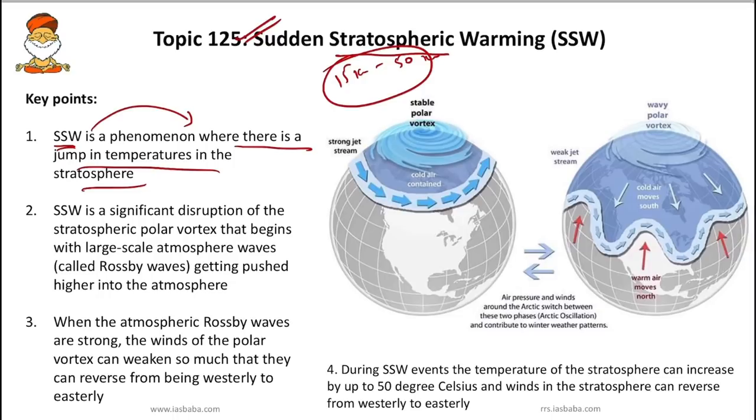So we will try to understand. From a prelims perspective, just remember what is happening during this sudden stratospheric warming. The temperature of the stratosphere can increase by up to 50 degrees Celsius, and the winds in the stratosphere can reverse from westerly to easterly.